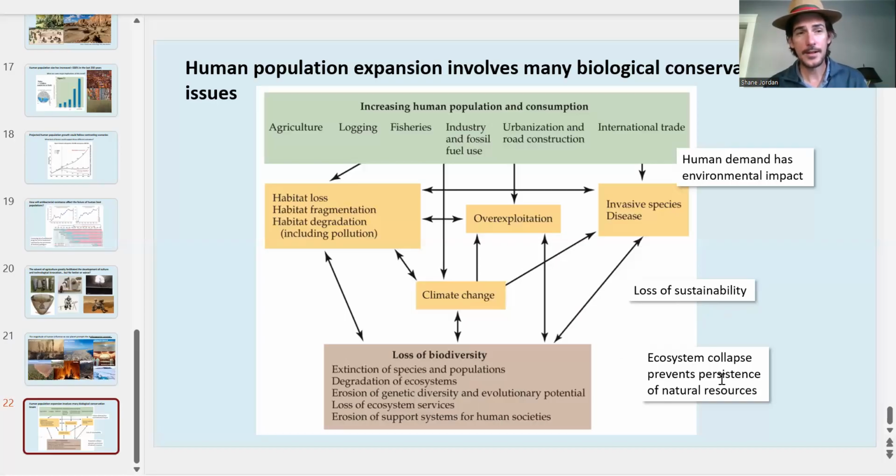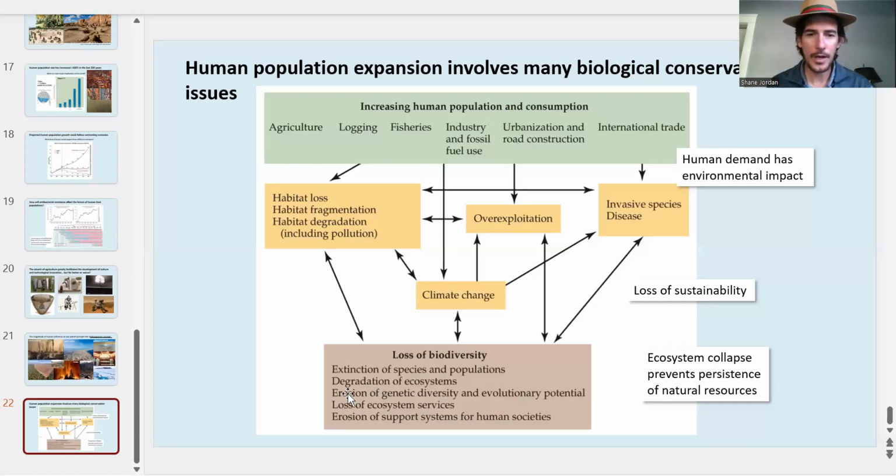The ultimate end to all this is ecosystem collapse, which basically prevents the persistence of natural resources. And that is directly tied to loss of biodiversity. We're already seeing this loss of biodiversity happening in certain parts of the globe where we have extensive amounts of agriculture, extensive amounts of logging. For example, areas that are being deforested in the tropics. There are probably all kinds of different species that occur in those areas that are yet to be described, that are going extinct rapidly, that we'll never even know existed.